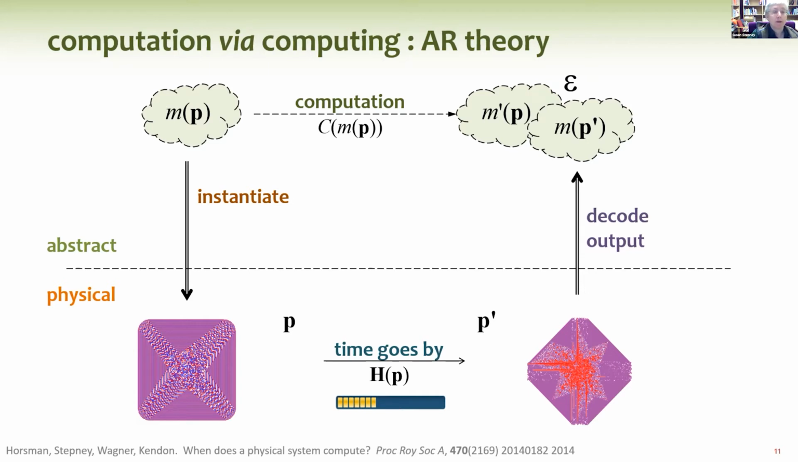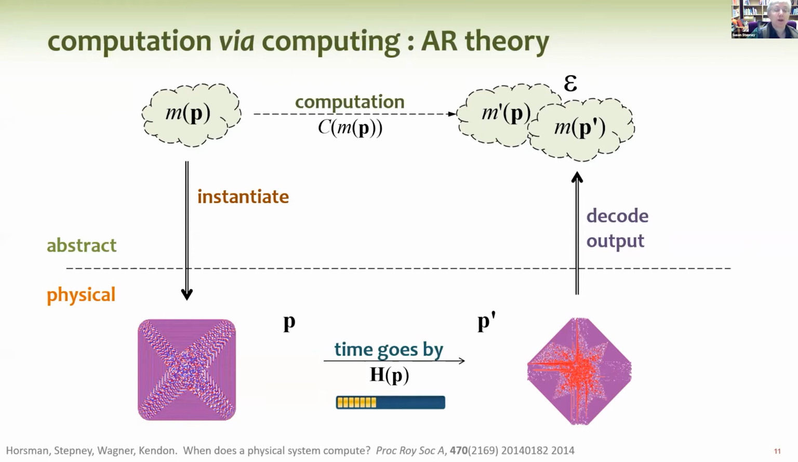So notice that this requires us to have an abstract idea of what the computation should be. We also need a physical device that's doing its thing, but then we need these extra steps of the instantiation and the decoding or the representation of the output. And we call this rather grandly AR theory, abstraction representation theory. But what we mean is this sufficiently commuting square.